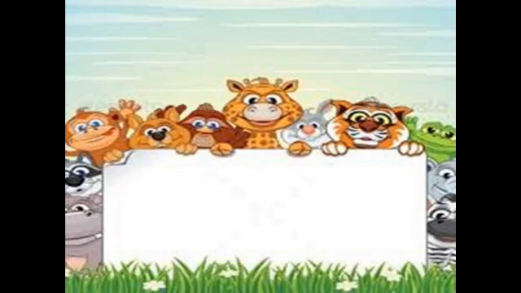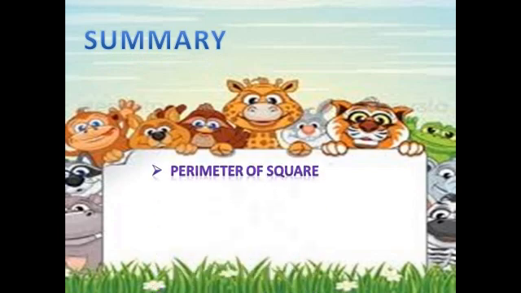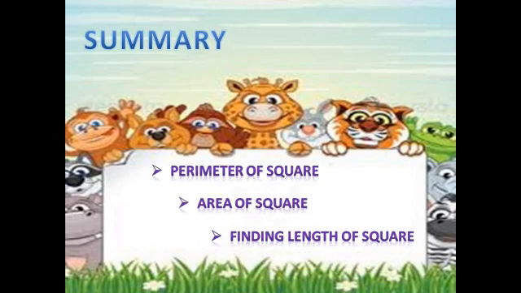Okay. Let's take a summary of what we've done so far. Today we've found the perimeter of square. We also learned about the area of square and how to find length of a square, either when you're given the perimeter or when you are given the area. Now, if you're also asked to find perimeter given the area, you can just go 2 steps forward.